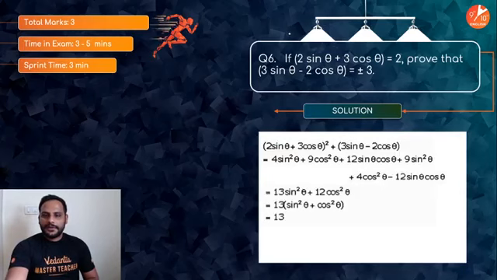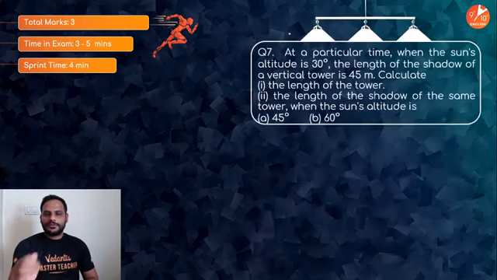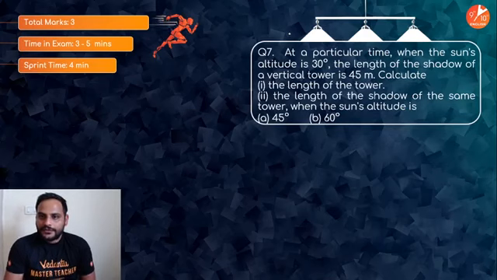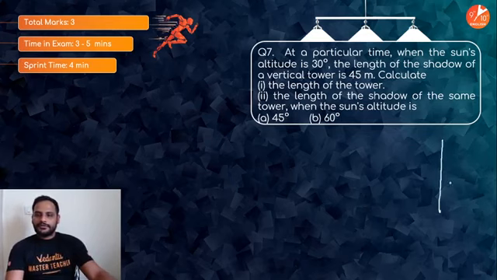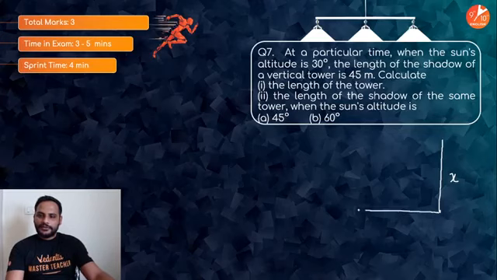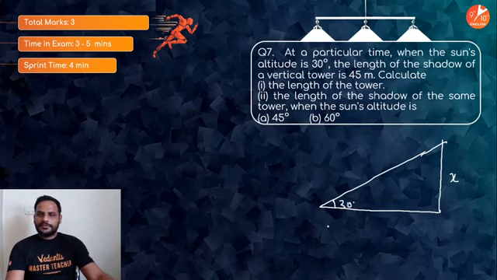Okay, now let's go for the next question. Next question. At a particular time when the sun's altitude is 30 degrees, the length of the shadow of a vertical tower is 45 meters. So we have a tower, let's say of x meters length. And when the sun's altitude is 30 degrees over here, like this, we can say the shadow length is 45 meters.